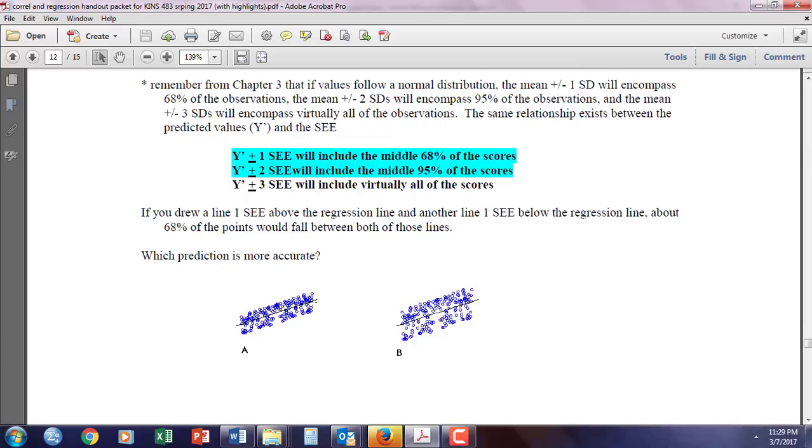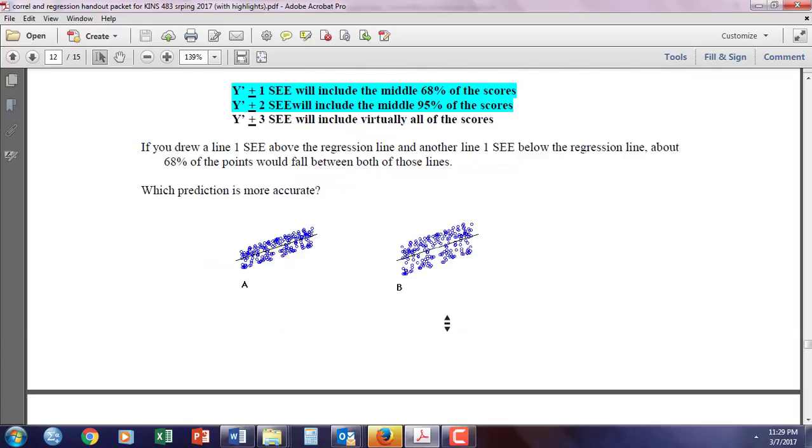We have a prediction line, and then here are actual scores. Here we have another prediction line, and here are the actual scores. You can see that if I had to ask you which is the more accurate prediction, if this was the scenario, the actual scores are very close to the prediction line. It's going to be much more accurate than this scenario where the scores are much more spread out. The standard error of the estimate is going to be greater in scenario B. This is not as accurate a prediction.